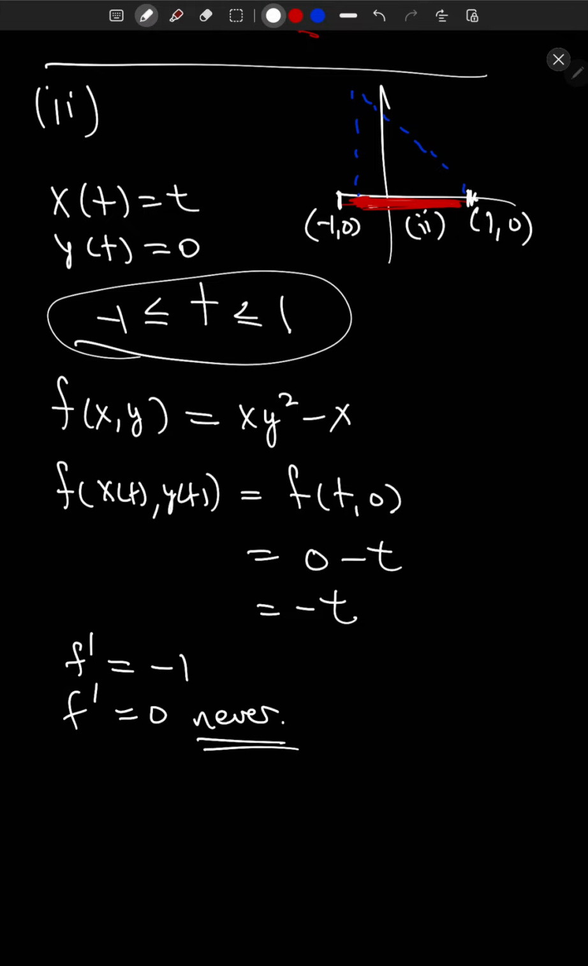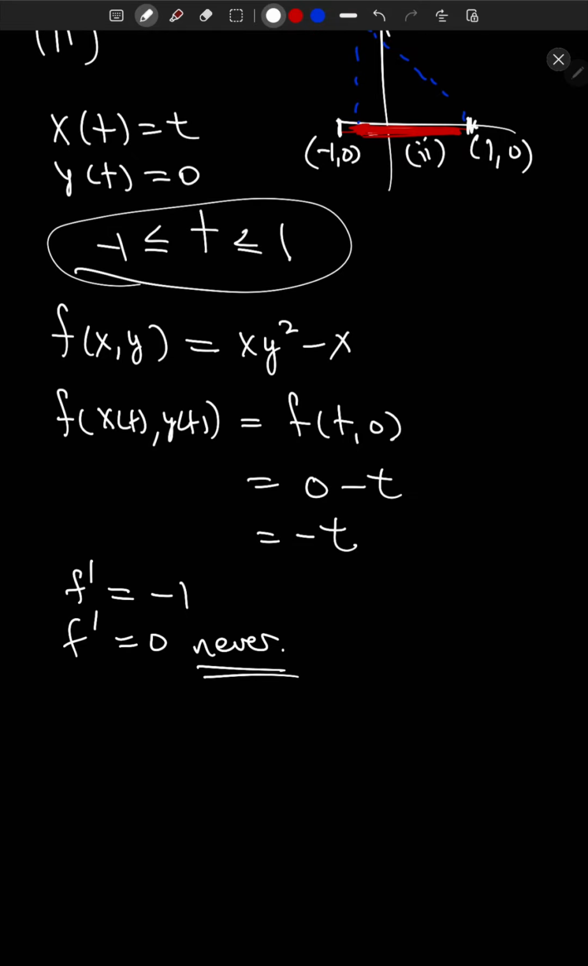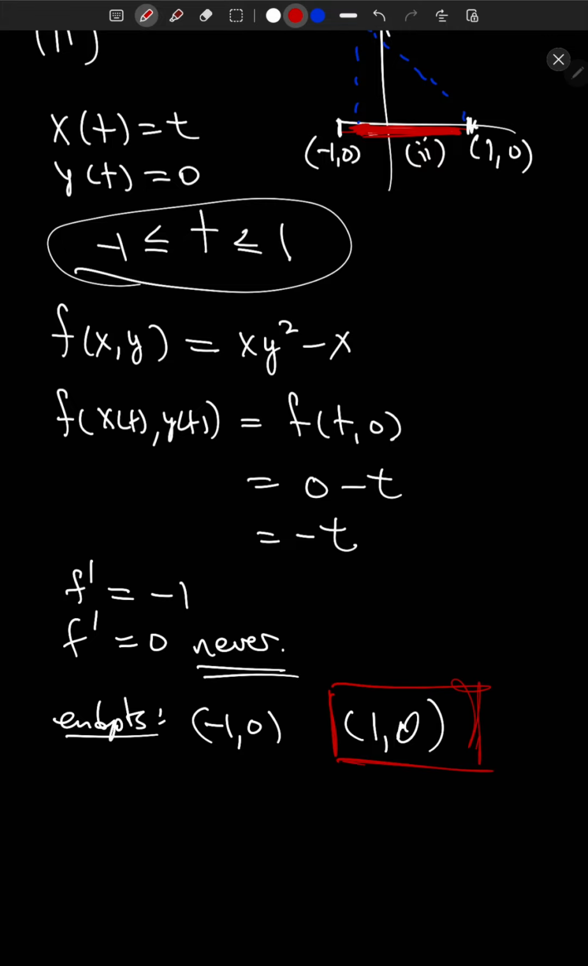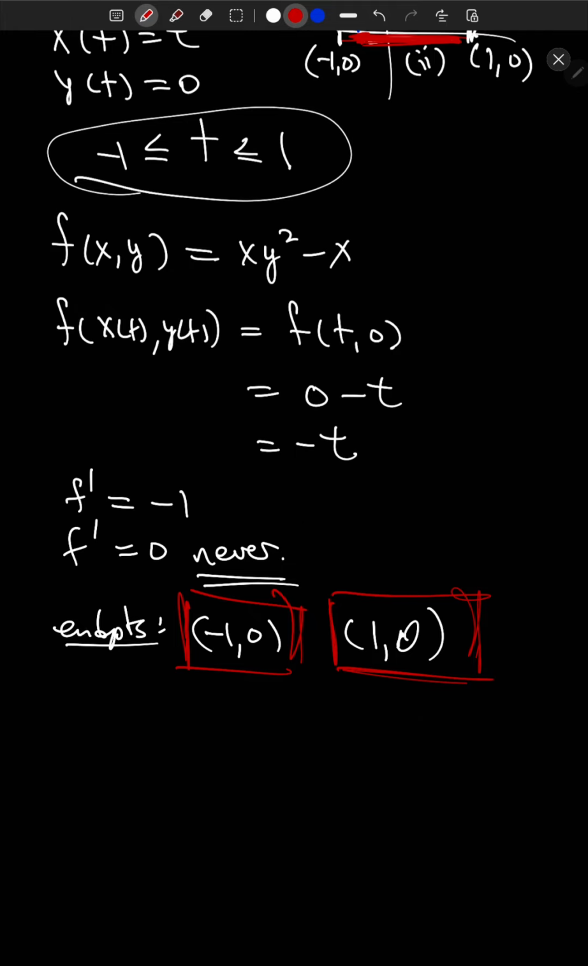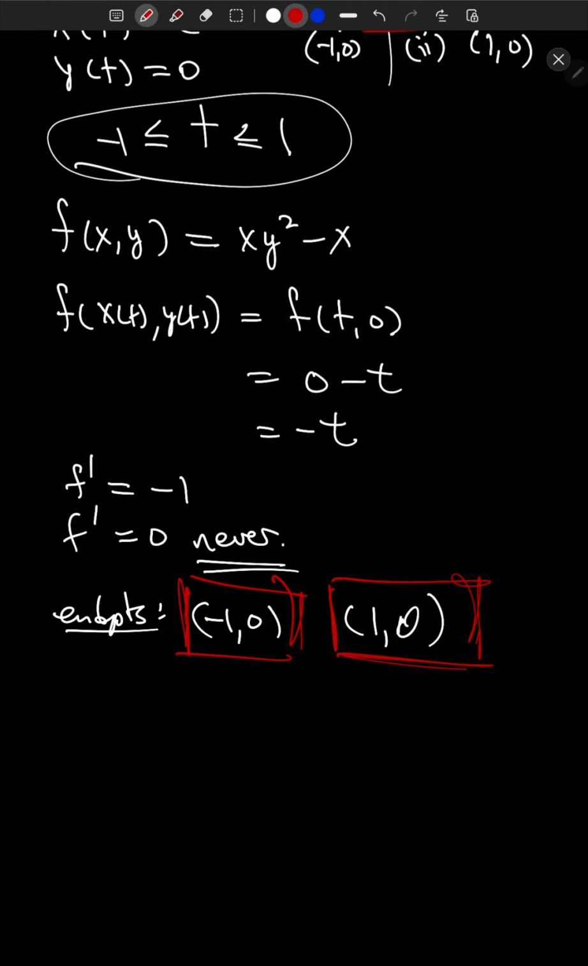Now, again, we always have candidates at our endpoints. And here's where you can see why I wanted to leave the endpoints for the end, because I'm repeating them. This second endpoint here, I already wrote down in part 1. So if I had just left them to the end, I wouldn't have to repeat so many times. But it doesn't matter, because ultimately the number of points you plug in is still going to be the same.